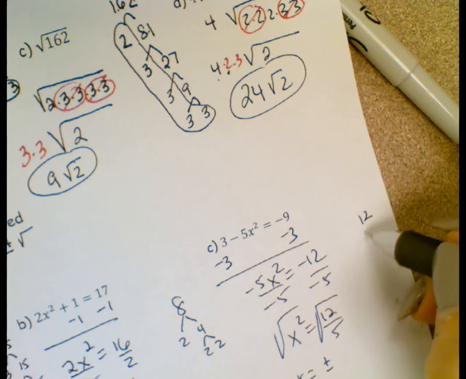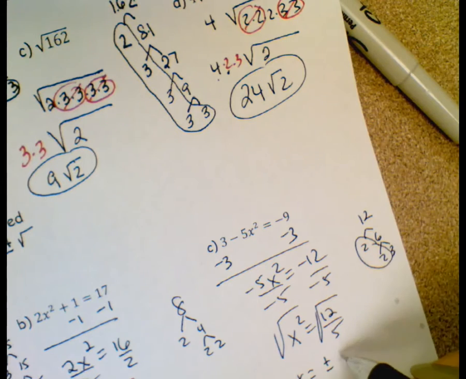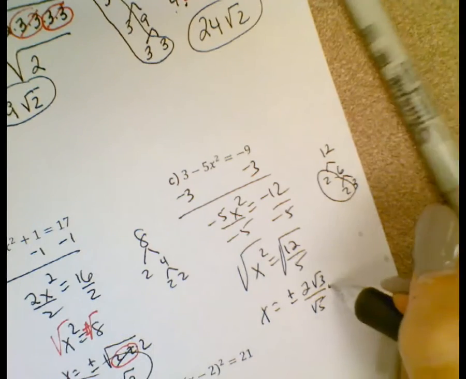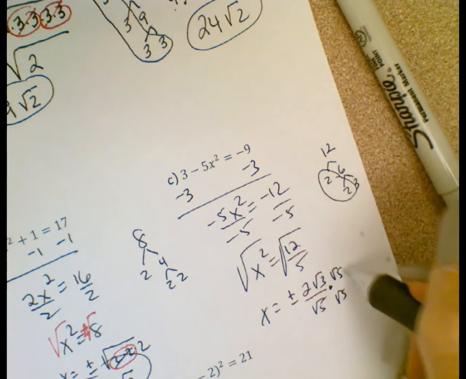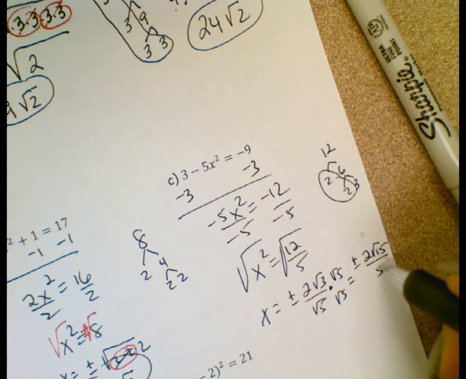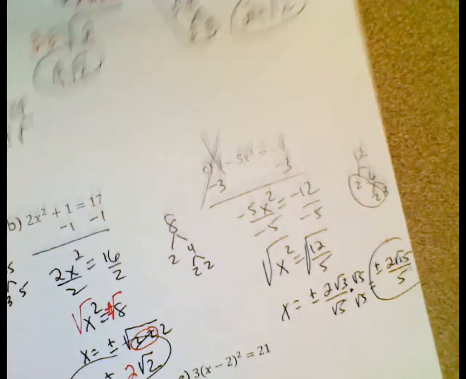Now 12, a pair is going to come out, so it's going to be 2 square root of 3 on top over square root of 5. And if you know anything about rationalizing, multiply top and bottom by radical 5. This is your answer. Don't worry about C. I'm not going to make you do one that hard.